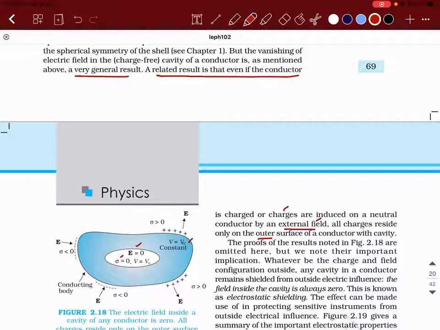So that is an example of electrostatic shielding. There will be a possibility of a question like this. Let's say that there is heavy lightning. Is it safe for you to sit inside a car or stand under a tree? You can sit inside a car.